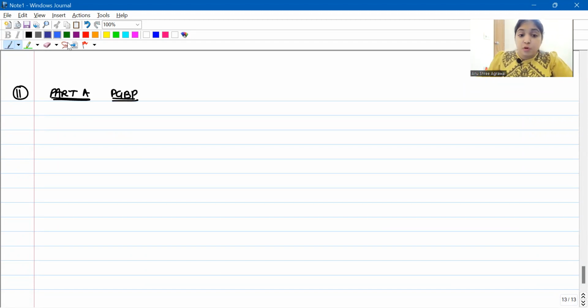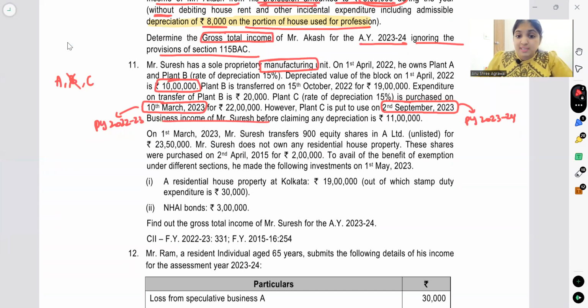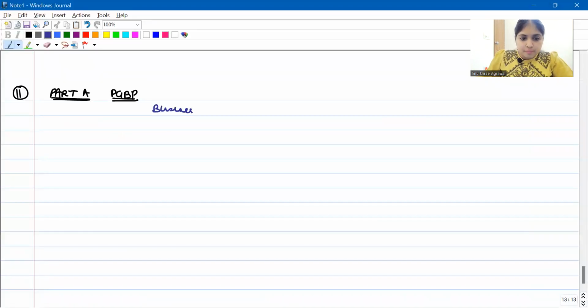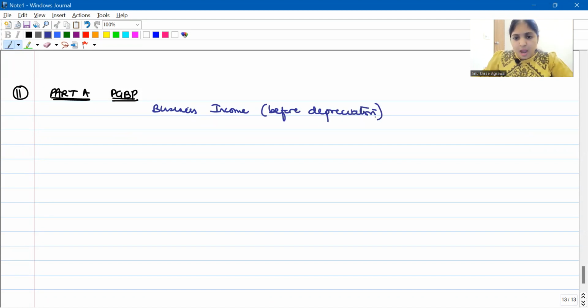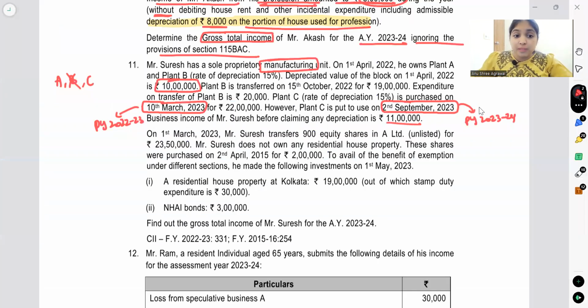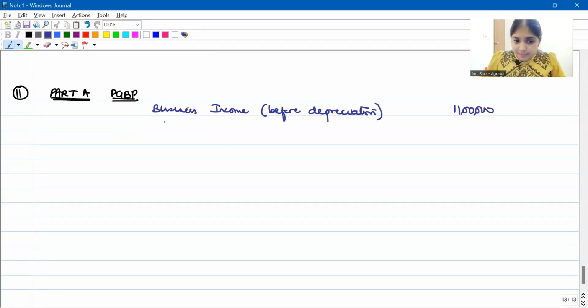Now under PGBP, they've already given us the business income of our assessee before depreciation. So write down business income in brackets before depreciation. How much is it? 11 lakhs. They haven't adjusted depreciation till now. They have given us all details about the block. So obviously they're expecting us to calculate depreciation.